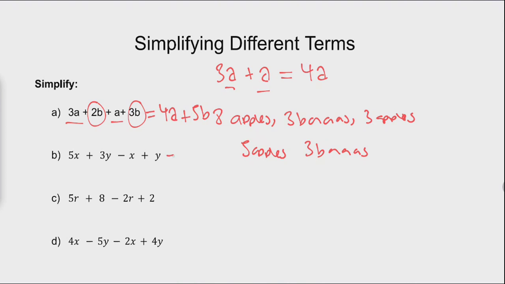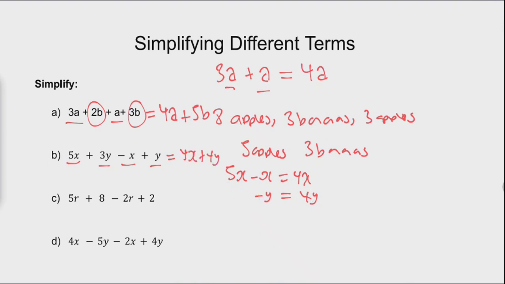Okay, let's look at the second example. 5x plus 3y minus x plus y. What like terms do we have? We have 5x, we have x, and we have y. So let's think about the x. We have 5x minus x, well, that's 4x. And look at the y terms, you've got 3y, add y, that is equal to 4y. So overall, you've got 4x, add 4y.